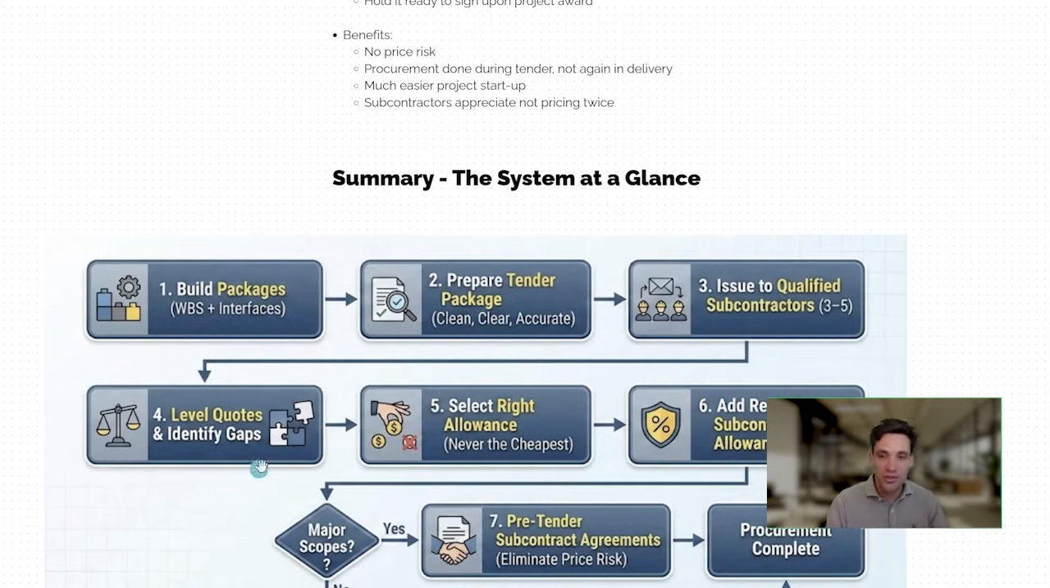We review the quotes, level them, adjust them, identify any gaps. We select the correct allowance to include in our bid. We then add realistic subcontract risk allowances and money for any gaps. And that is our procurement. That's how we get the correct subcontract value to include in our estimate. And for major scope items, we should be basically signing some sort of pre-tender agreement so our price is locked in.